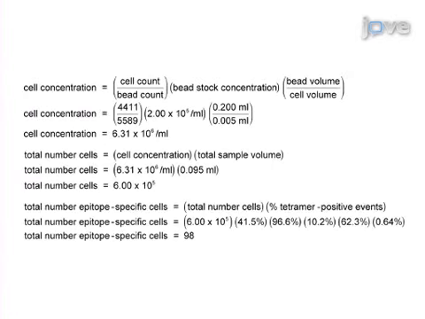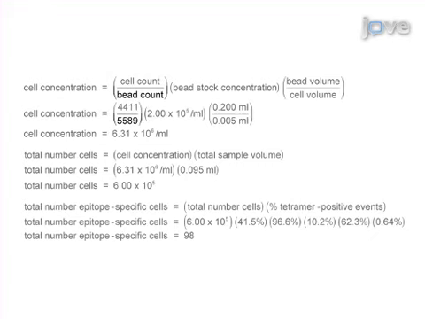For the representative naive mouse data shown in the first series of density plots, the total cell count was 4,411, and the bead count was 5,589. The bead stock concentration was 2 × 10 to the 5th per milliliter. The bead volume was 0.2 milliliters, and the cell volume was 0.005 milliliters. Thus, these data were used to generate the cell concentration of 6.31 × 10 to the 6th per milliliter.